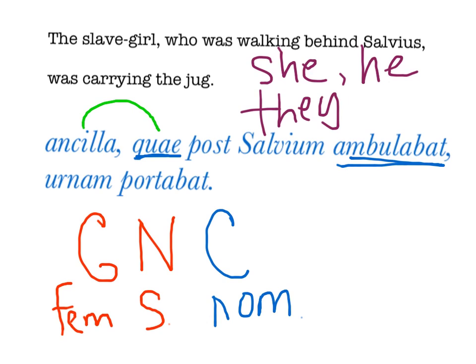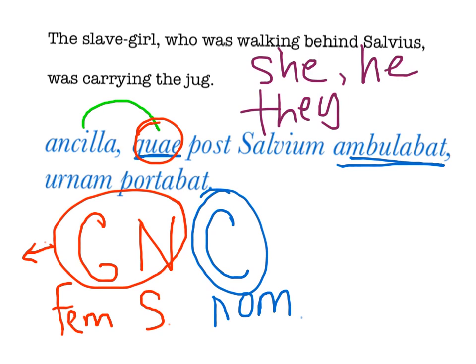Therefore, the way you have to think about it is that the gender and the number of the relative pronoun, quae, is pointing back to the antecedent, ancilla in this case. However, the case, or the function that it is going to be performing in the actual relative clause, is basically pointing forward to its role in the clause itself.